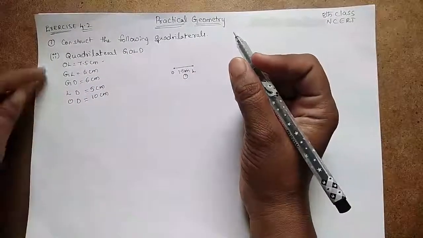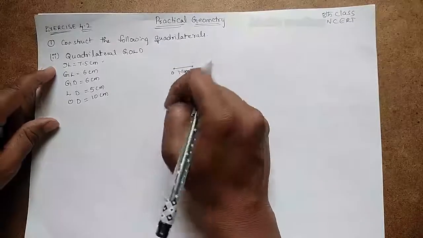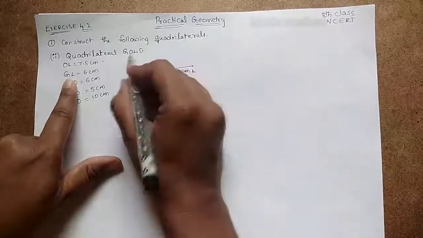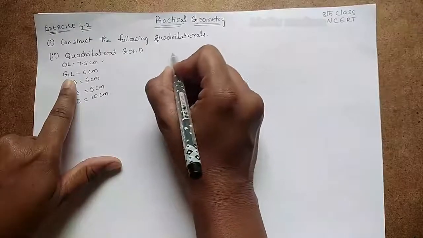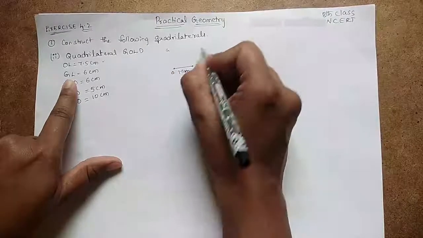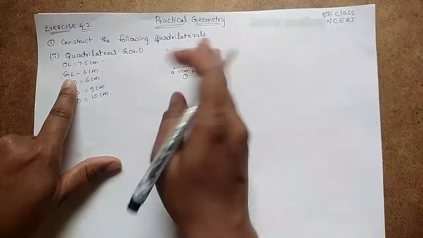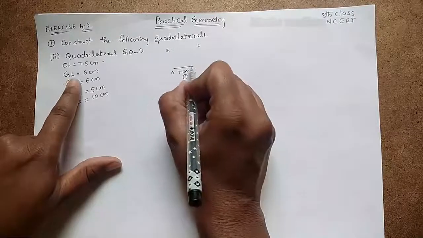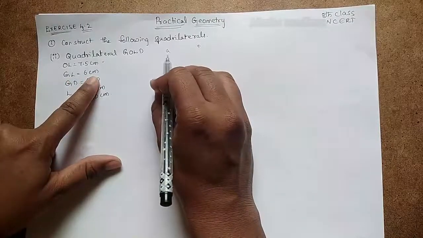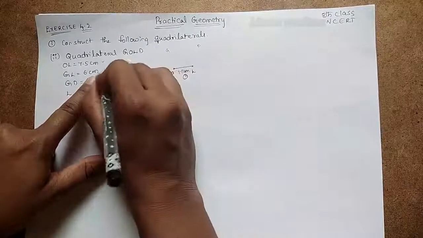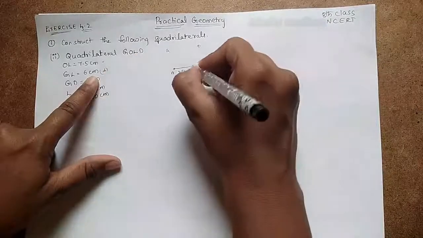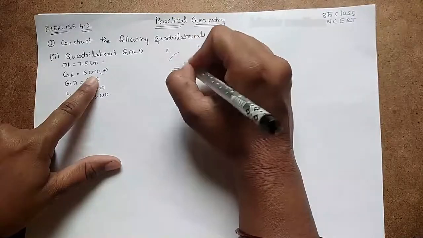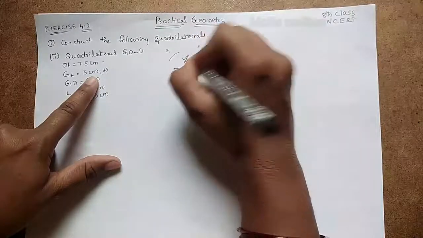Next, from L or O, we have to check any connections. So from L we have GL. Here let it be G, here O, L, D, like this quadrilateral. The sizes may vary, but we have points like this. So from L we have 6 centimeters up to G. So this is a diagonal. From L we have to make an arc with 6 centimeters. This is the second step.